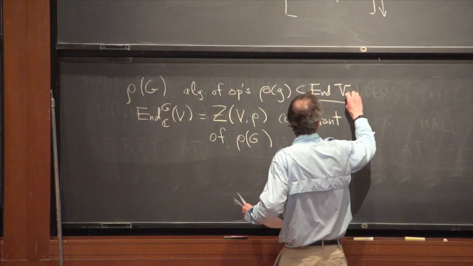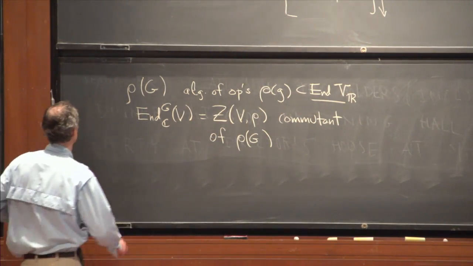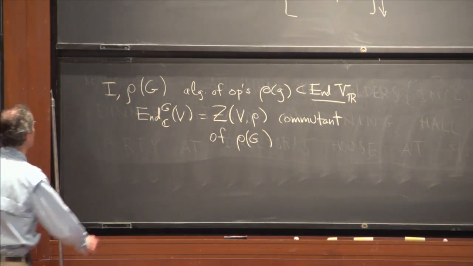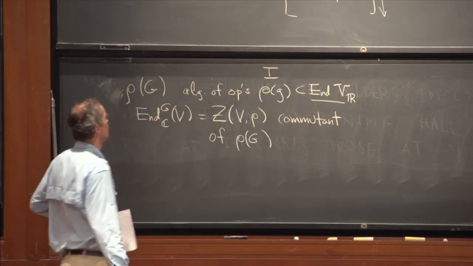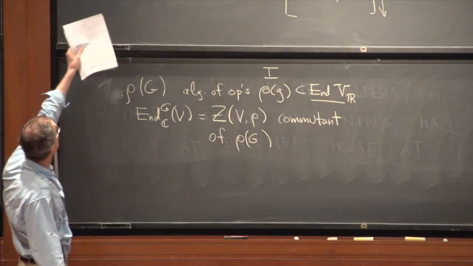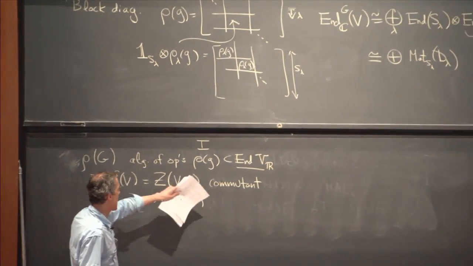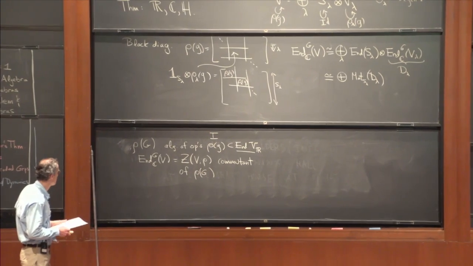Actually, I've made a mistake in my notes. It should be VR. And I should also include multiplication by I. Multiplication of I and rho of G. So remember, V is a complex vector space. That's the definition of a G phi representation. And so there is a notion of a linear transformation I.